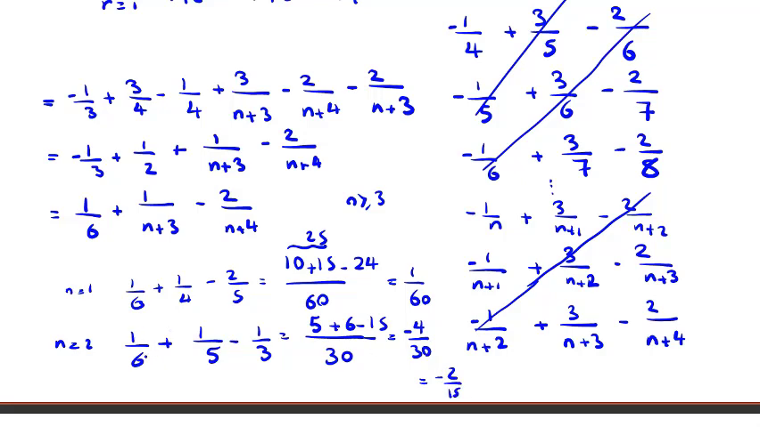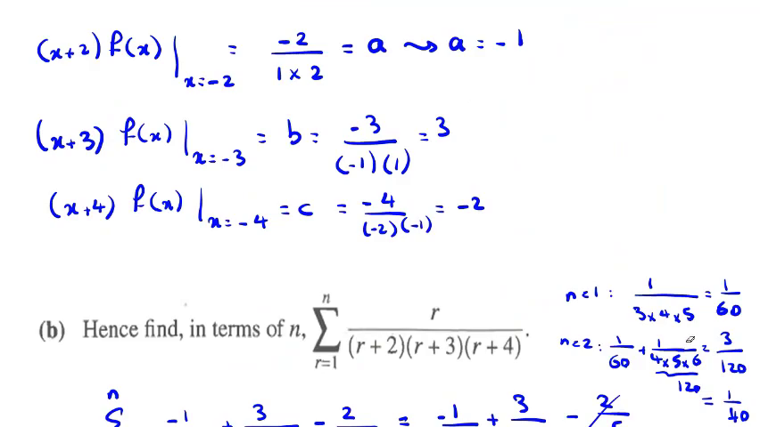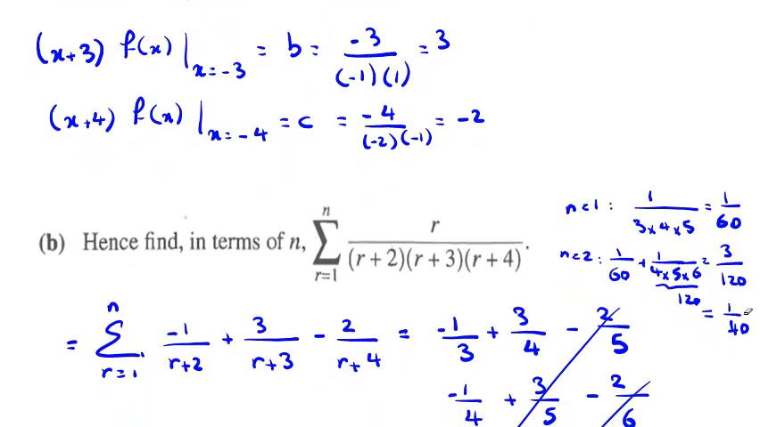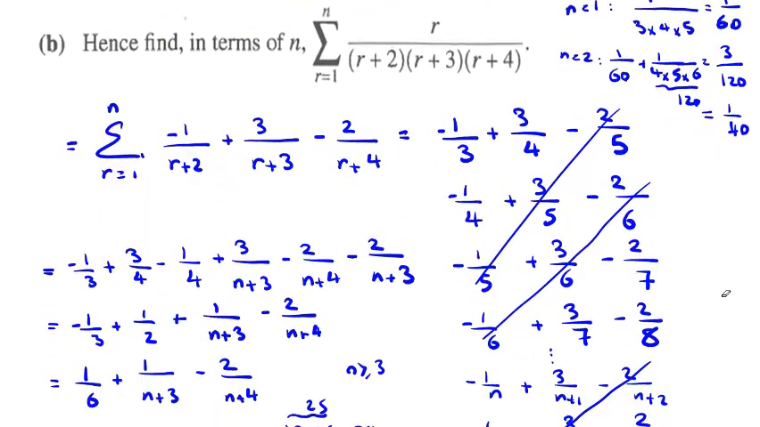Let's check it again. 1 over 6 plus 1 over 5 minus 2 over 6. It will be negative 1 over 3 if you consider 30. Here it will be 10. Let's correct this part. It will be negative 10. 11 minus 10, it will be 1 over 30. And if we check the answer here, it will be 1 over 3 over 120, 1 over 40.